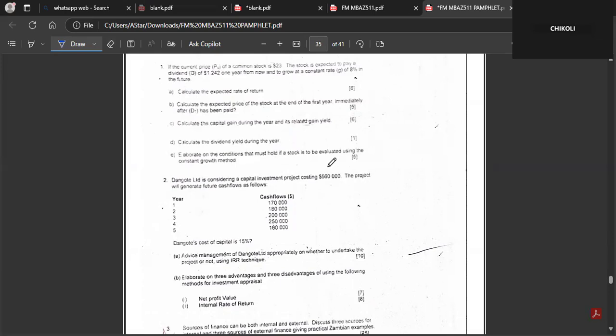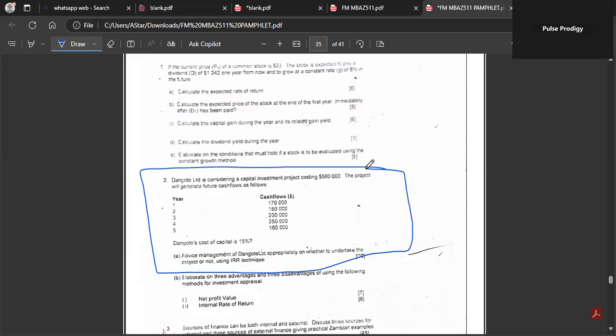So here it is, question 2. Have you seen this question 2? Yes. It says Dangote Limited is considering a capital investment project costing 560,000. The project will generate future cash flows as follows. Year one, we have this amount.